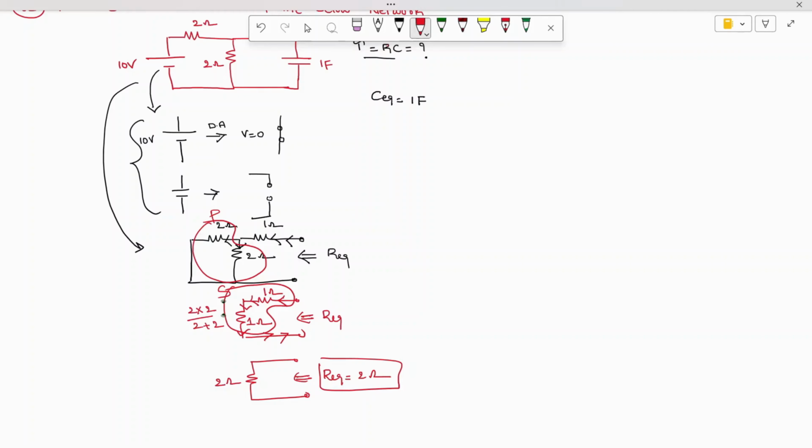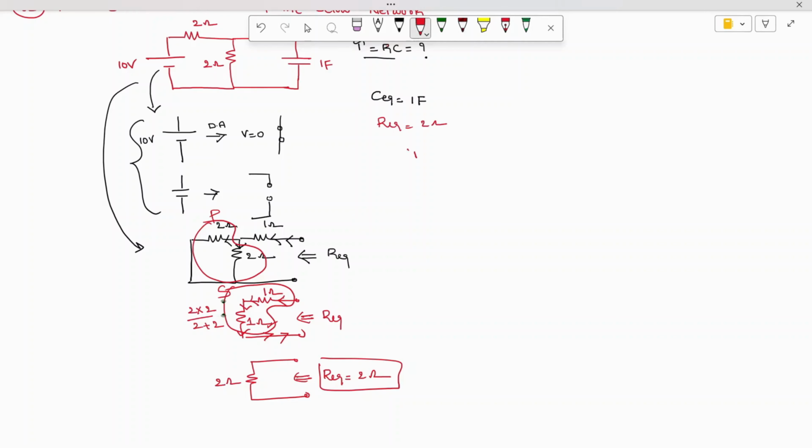Very simple. You can see here, replace the voltage source with a short circuit and replace the capacitor with an open circuit. These two are connected in parallel, then you are going to get 1 ohm, and this is only a 1 ohm resistor. Again, these two are connected in series, therefore 1 plus 1 is 2, so R equivalent is equal to 2 ohm.